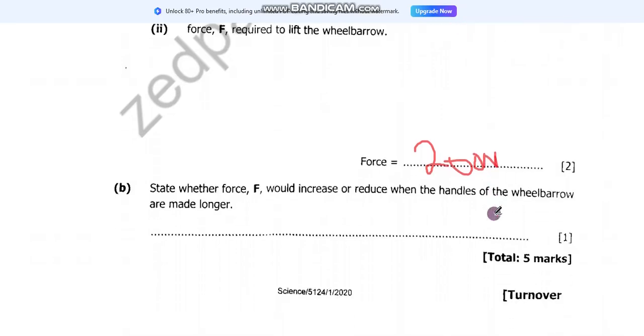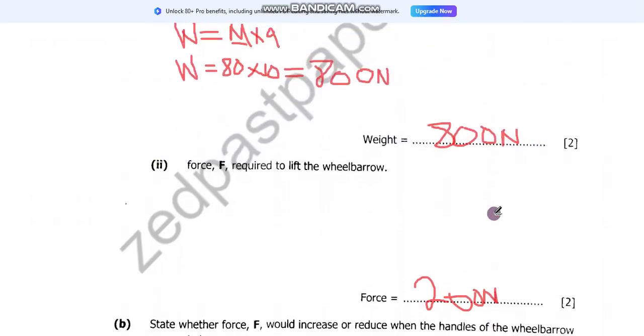Then question B, they are saying state whether force F would increase or reduce when the handles of the wheelbarrow are made longer. So we should state whether force F would increase or reduce if the handles of the wheelbarrow are made longer. Okay, so let's look at the handles there.